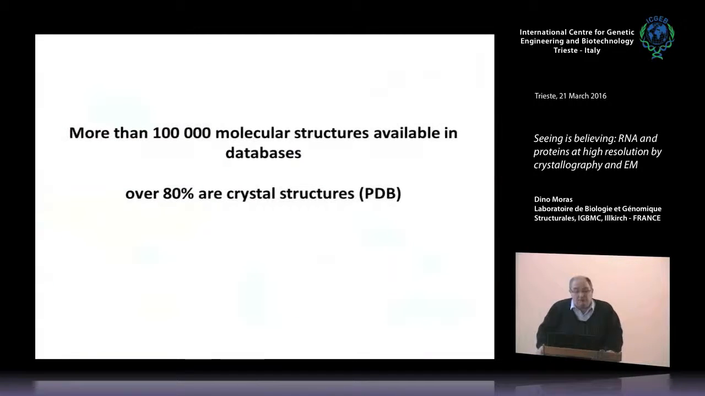That's history. Now, 30 years later, more than 100,000 structures at the molecular level are available. More than 80% are from crystallography. But things are changing very quickly. The ones done by crystallography are available for you in the PDB. Of course, that doesn't take into account all the structures which are not deposited. There are several thousand structures done in companies for drug design and development, things like that, which are not in the PDB.